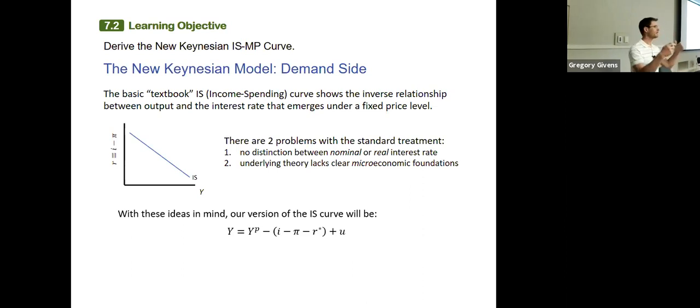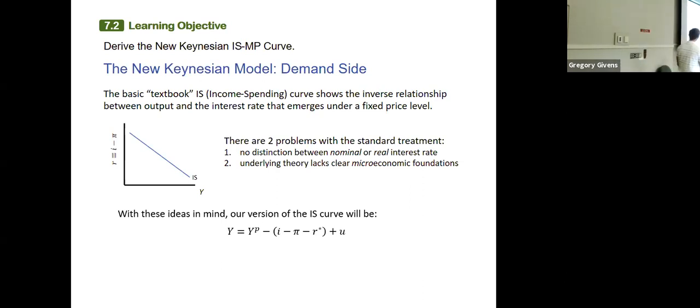The demand side of the new Keynesian model is going to be characterized by something called an ISMP equation, which you might imagine combines both an IS equation or IS curve, similar to what you might have seen in your intermediate macro class, and a specific rule for monetary policy, a monetary policy rule, which we'll talk about in a minute. That rule is going to look a lot like the Taylor rule that we talked about in the last section of the course.